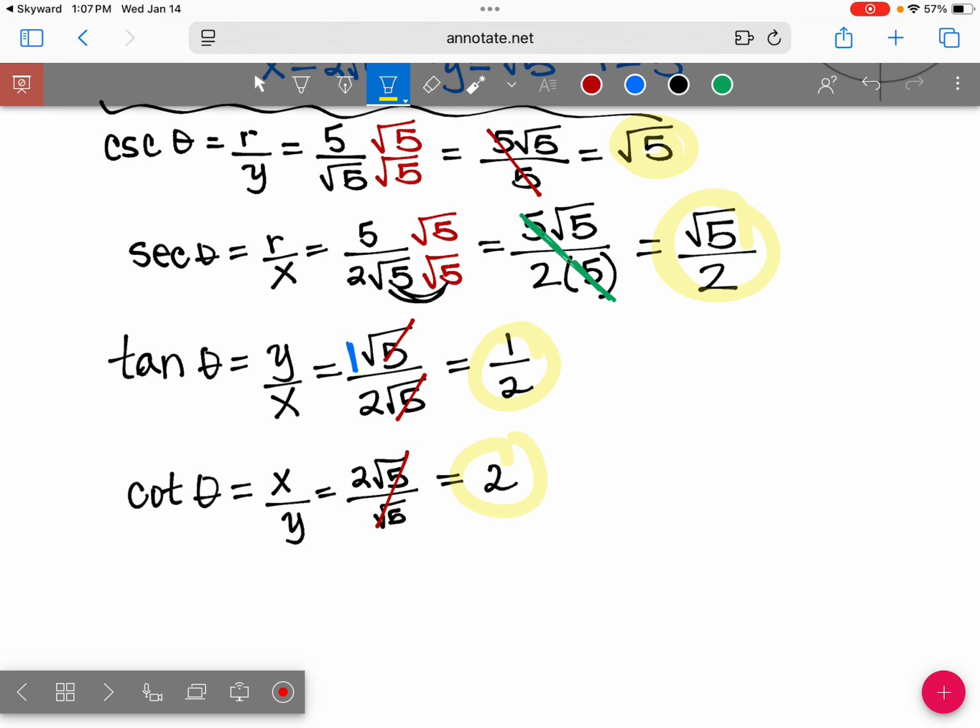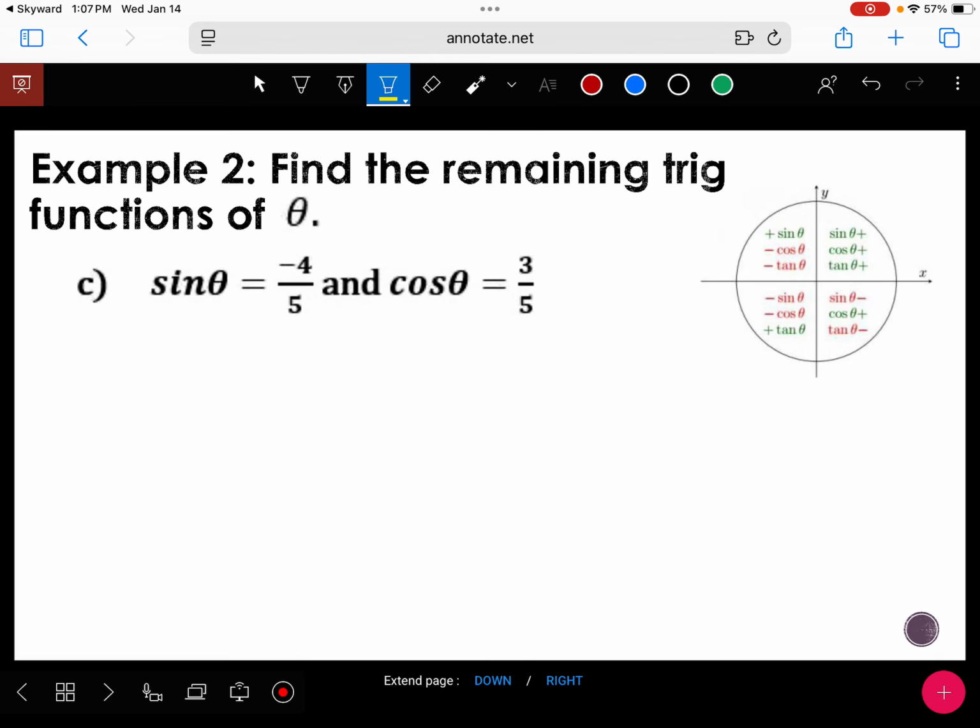Any questions? All right, we only have a couple more and then we will wrap it up for today and do our unit circle again. All right, I'm skipping over B. Let's just go to C. This one goes pretty fast. So we know sine is negative 4/5 and cosine is positive 3/5.